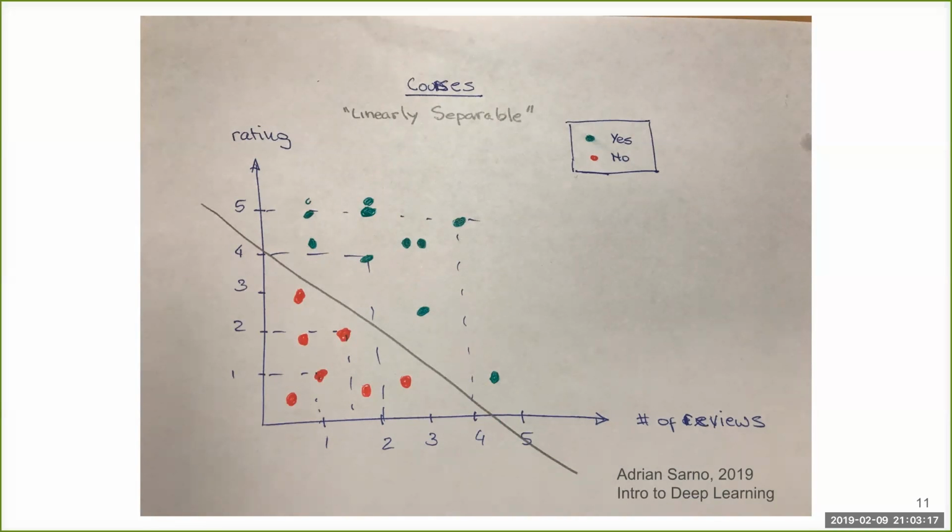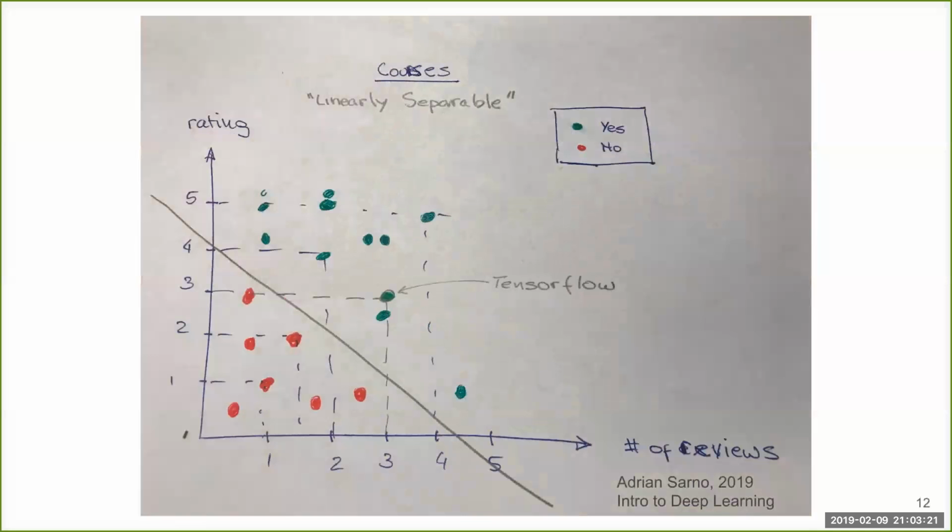To predict whether I will take the TensorFlow course, we plot the example on the graph. Since it falls above the line, that means that the model predicts that I will take the course. The prediction process will output the digit 1.